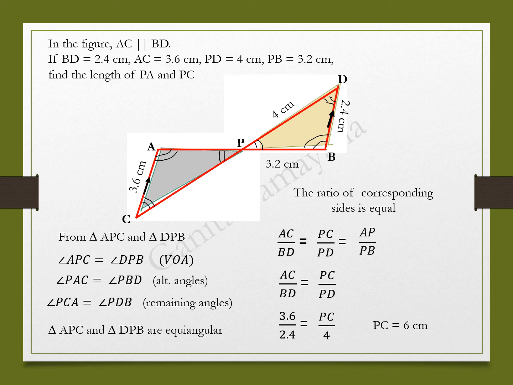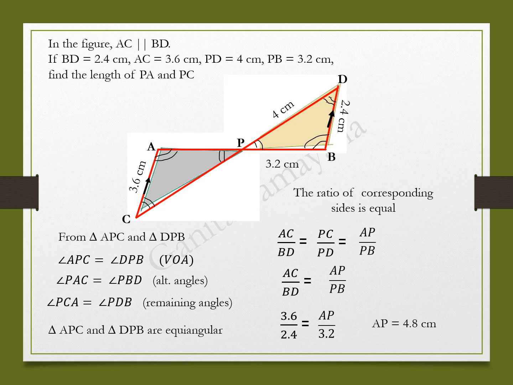Okay, next we will consider the first and the last ratio. AC by BD equal to AP by PB. Again, substitute all the parameters that you know. AP we do not know. We leave it as it is. And then we will simplify this. We get AP equal to 4.8 centimeter.